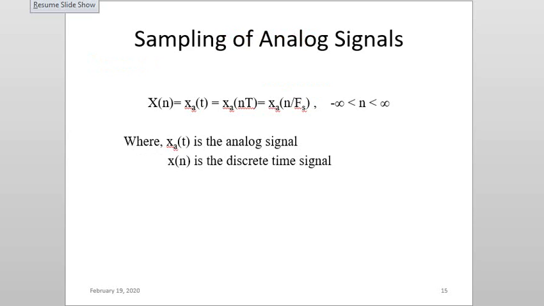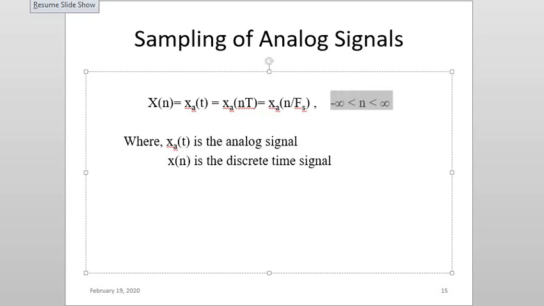Now the sampling of analog signals. In this section we have x(t), which is the analog signal, and x[n], which denotes the digital signal. Here the value of n is from minus infinity to plus infinity.